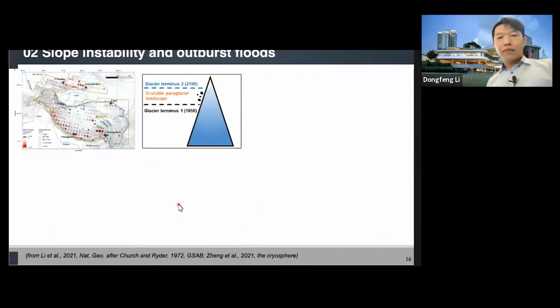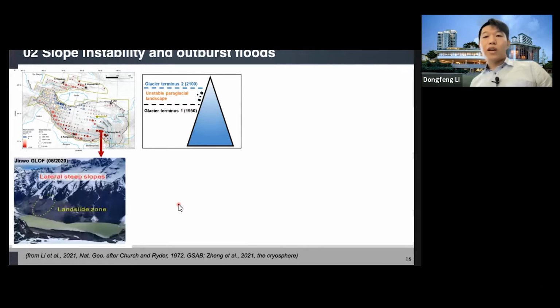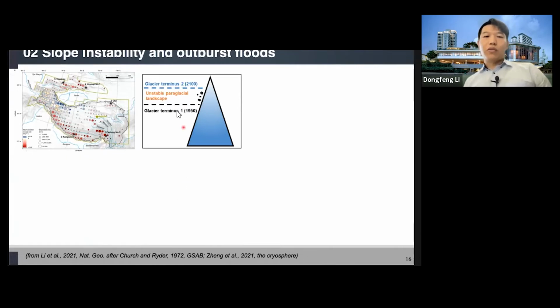So the question is, what are the causes of these unstable landscapes, these slope failures and extreme outburst floods, and is climate change responsible for these extreme hazards? Now I will explain these processes using paraglacial theory. So what is paraglacial theory, or paraglacial geomorphology? This theory was proposed by Professor Michael Church from UBC Geography.